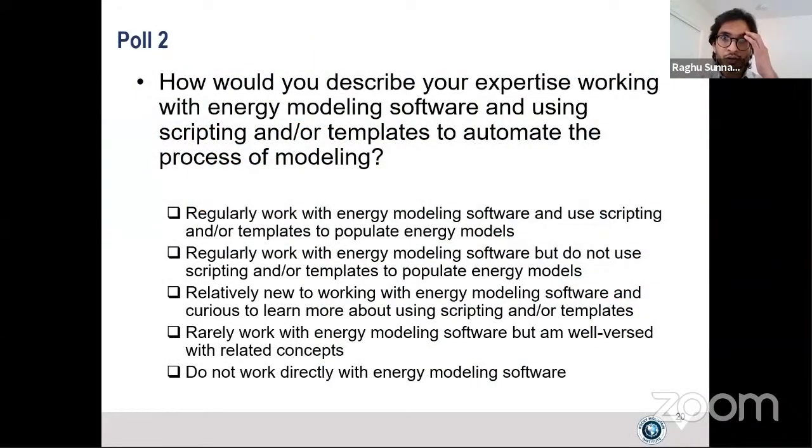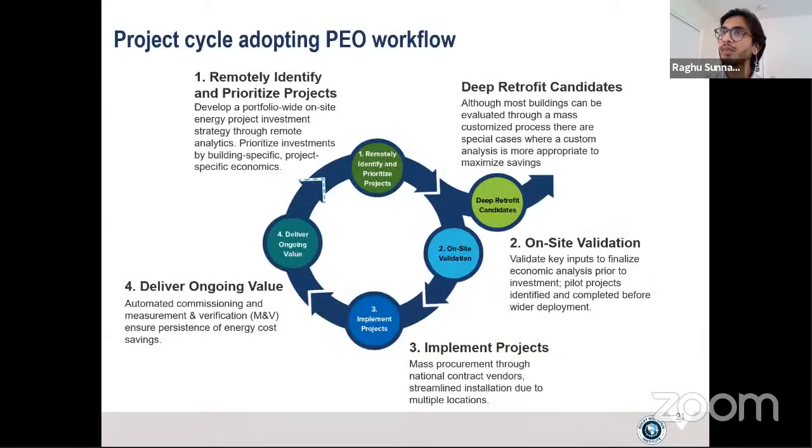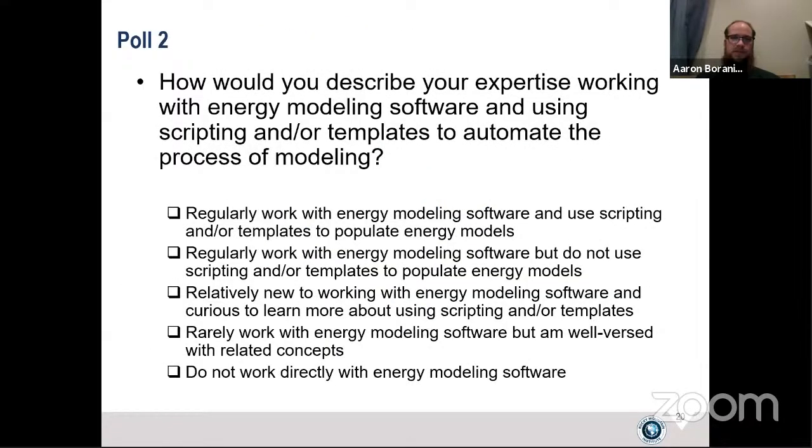Before I get into more detail, I just want to get an idea of the makeup of the audience. I think a lot of folks from the Denver area work a lot on scripting and using templates to automate the process of modeling. I don't know if you can start the second poll. Sure thing. Poll number 2 was just launched, so I'll give folks about a minute or so to respond.